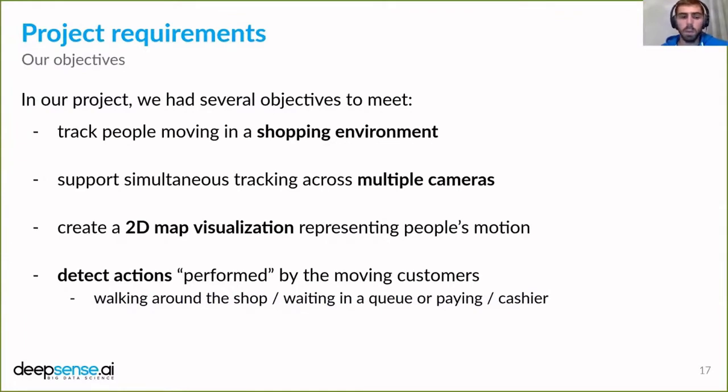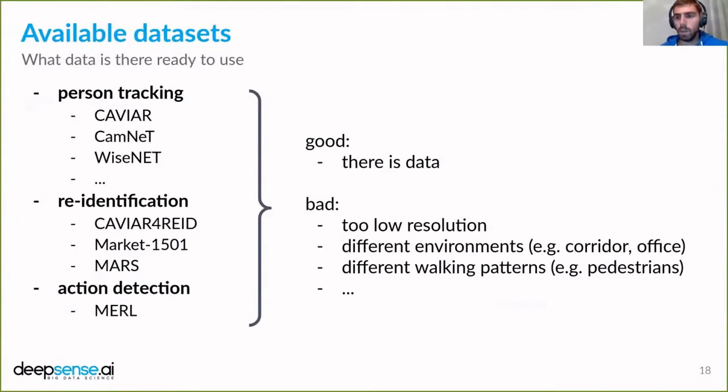And last but not least, we wanted to detect actions performed by the moving customers, moving people, who we came up with 3 actions, being walking around the shop, waiting in a queue or paying, and being rather a cashier than a customer, respectively. So now let me talk about the data.